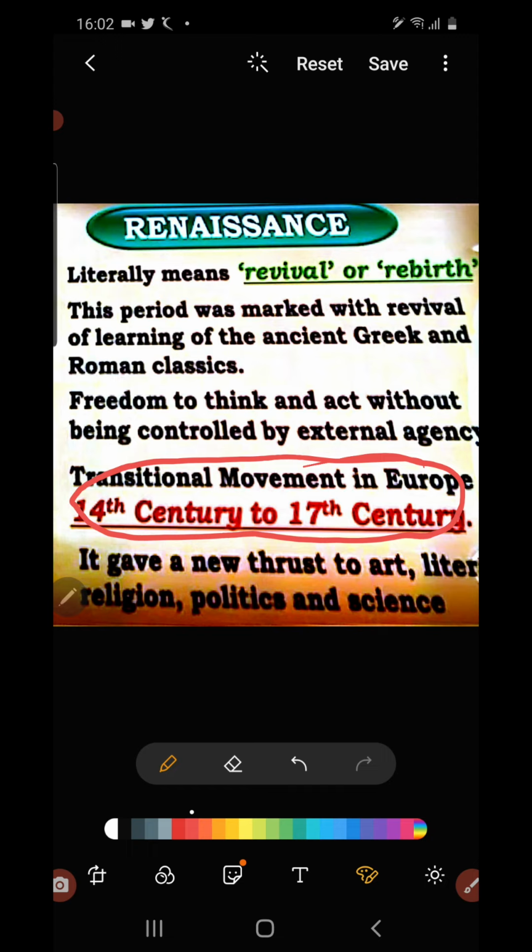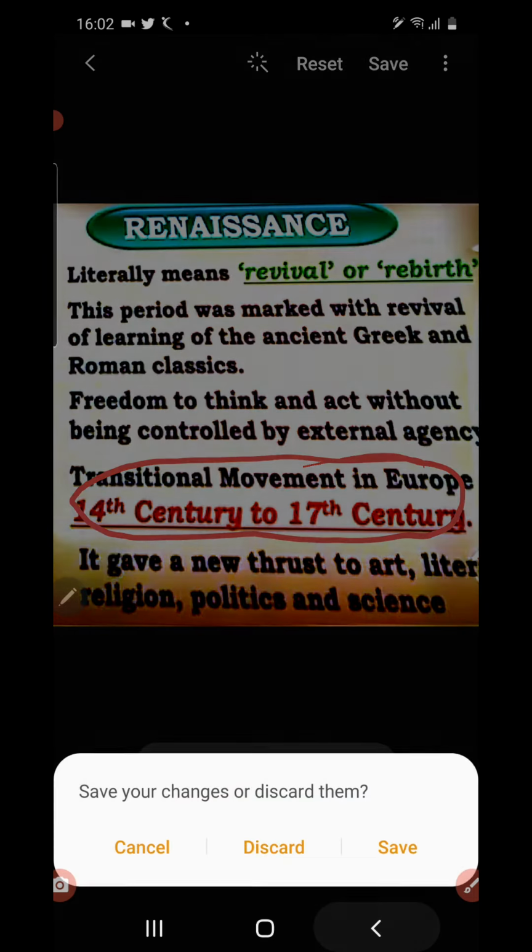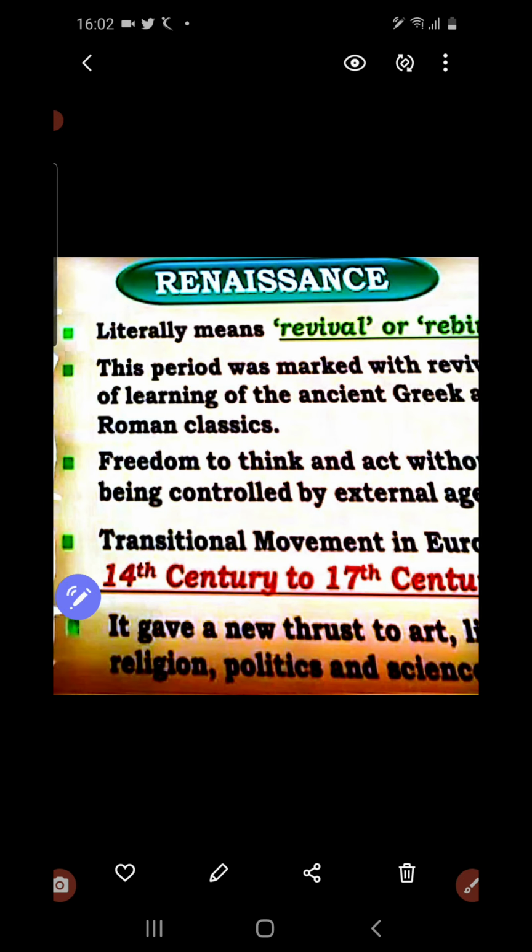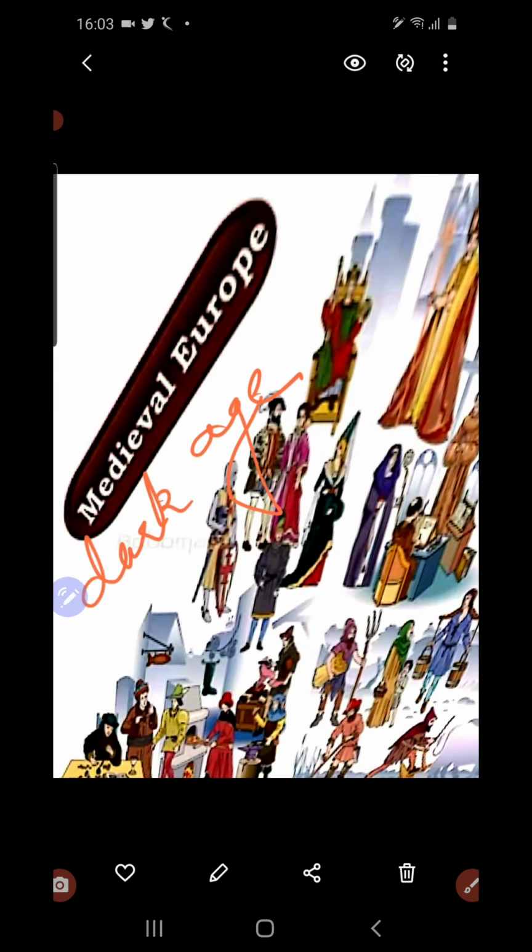Okay, so children, what is the reason for this change that took place in Europe? You should know the background of Europe. Europe was actually under the control of the church. Church had the control of Europe. You should know the society, social control, social status of Europe.